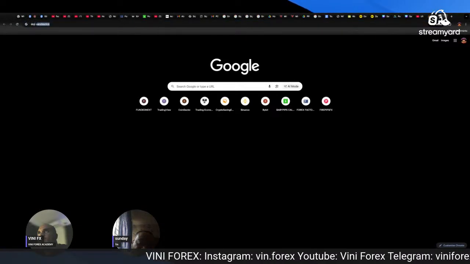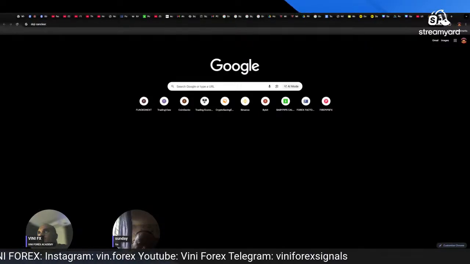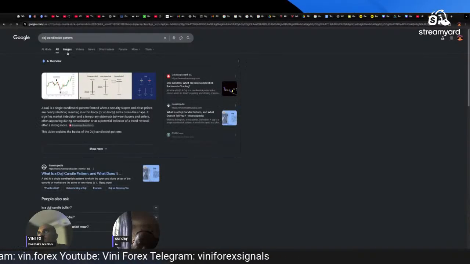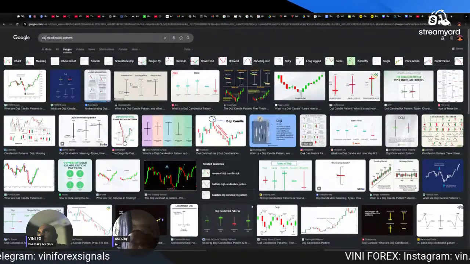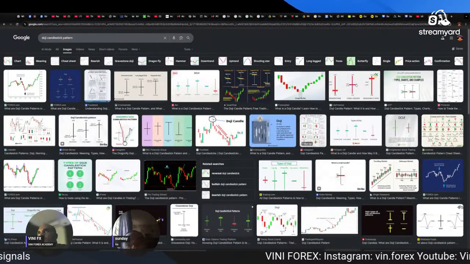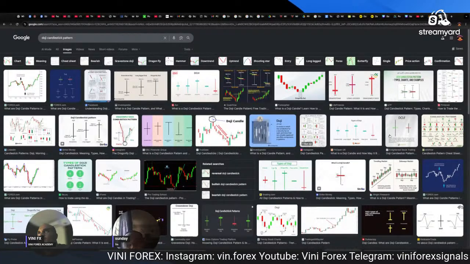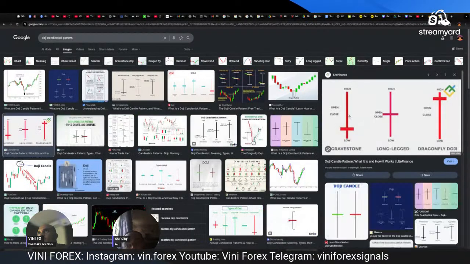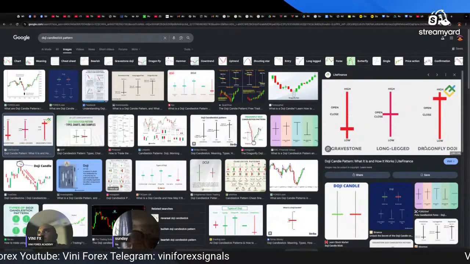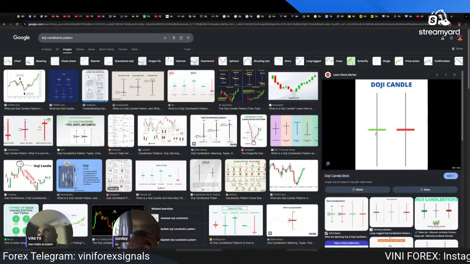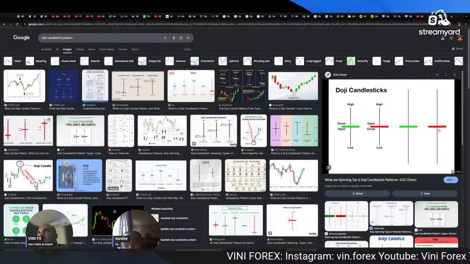Doji candlestick. Okay, this is it. This is doji. Do you see them? Yes, sir. This is doji. Do you see it here? Yes. Let me open it. Let's open here. You see how they look? This is a doji candle. See another one? This is a doji candle. You see them? These are doji candles. These candles are called doji.